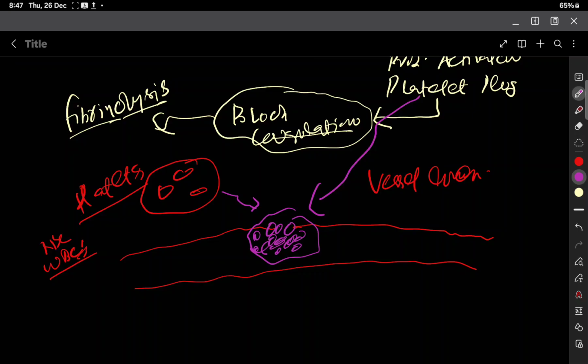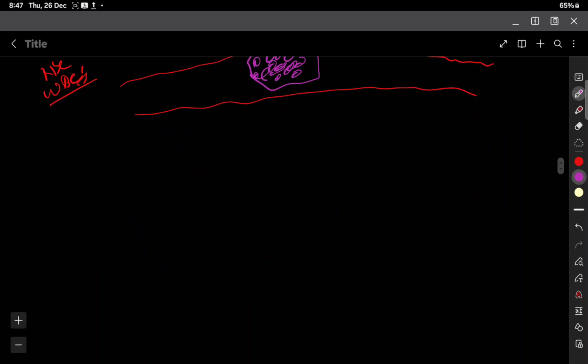So before going to the process of coagulation, we must know about the clotting factors. There are various clotting factors which are present in our blood. So we will be discussing those clotting factors. Okay, so there are 12 clotting factors. So I will write the names here. First clotting factor, which is called fibrinogen.